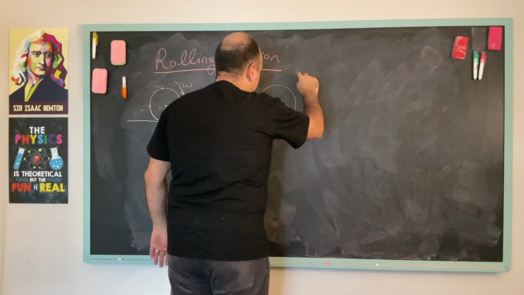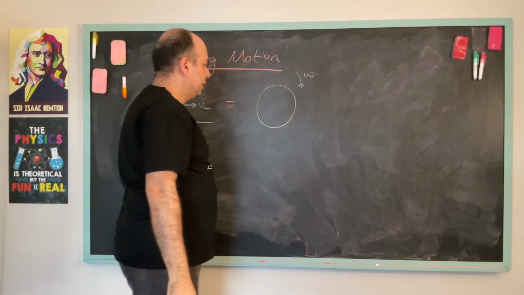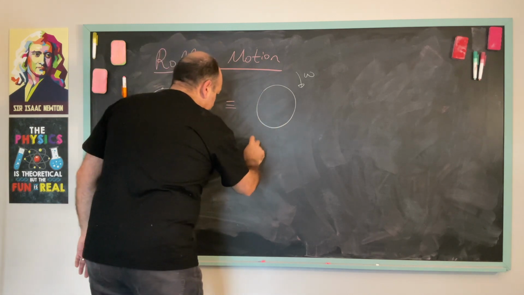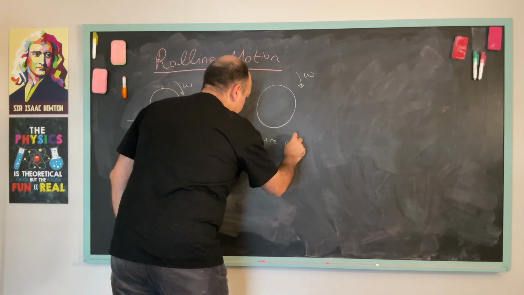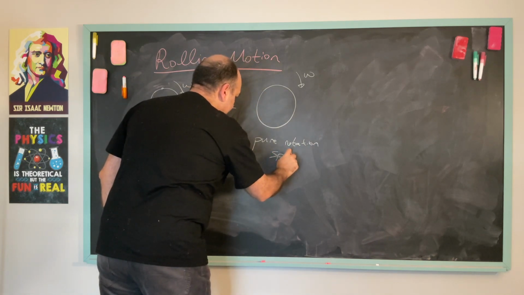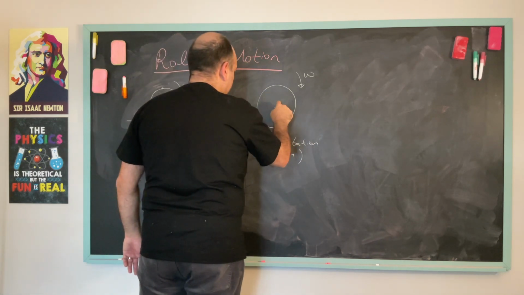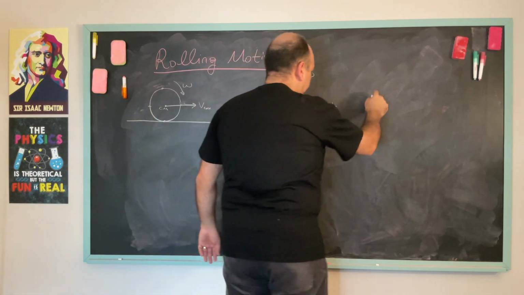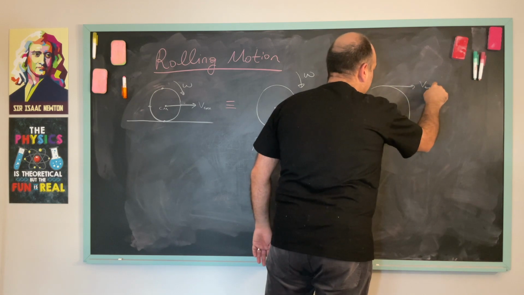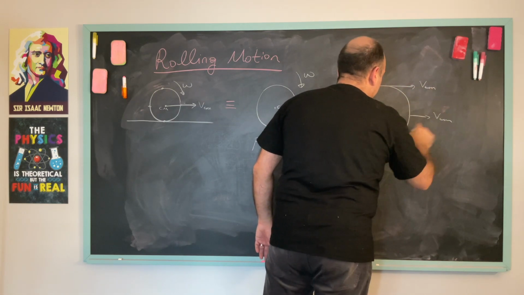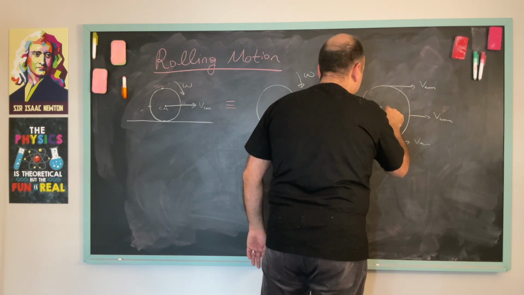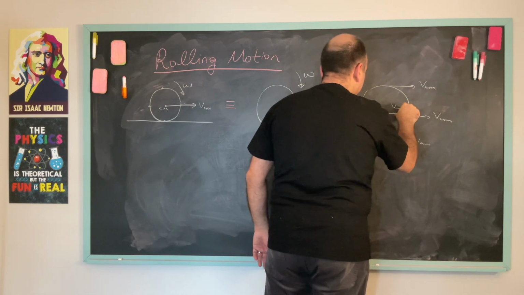In short, rolling motion is nothing but the composition of pure rotation about the center of mass, we sometimes call it the spin motion, plus the translation, where all points on this rigid body move forward with the same center of mass velocity. Okay?